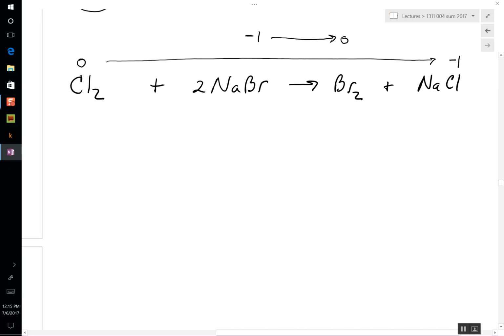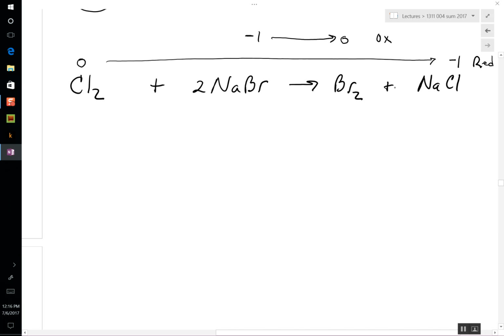So one of them, the number is going down, bromine. Oh, wait a minute here. No, bromine's going up. I'm sorry. -1 to 0 is up, all right? Got to keep track of up and down, left and right. So the bromine is going up from -1 to 0, and the chlorine is going down from 0 to -1. So this is reduction, and this is oxidation. Yes?